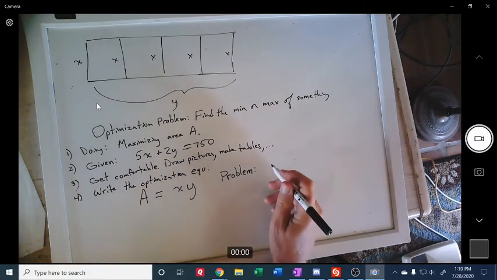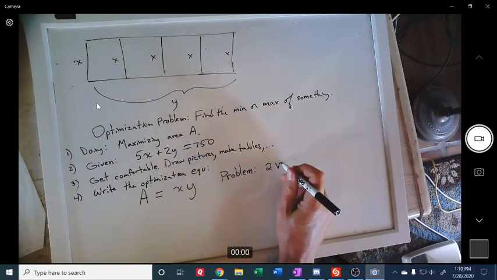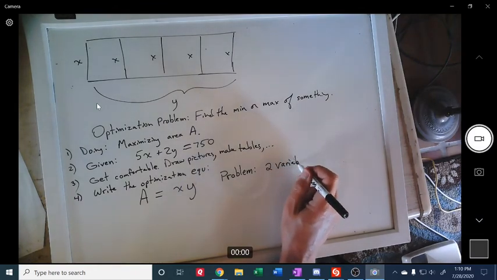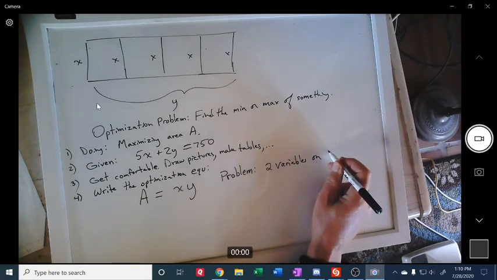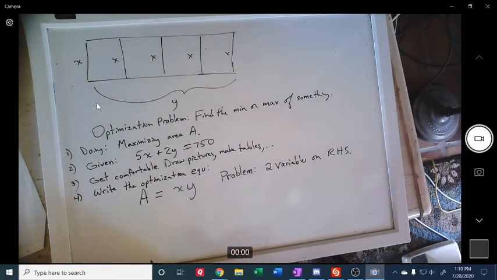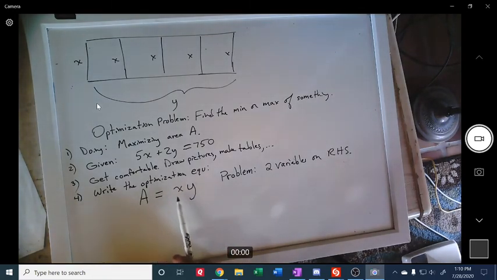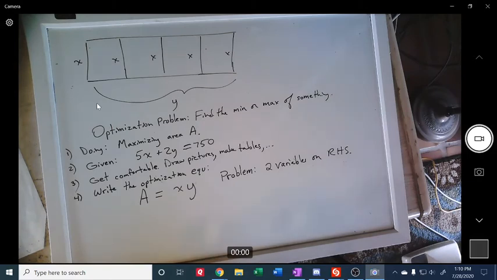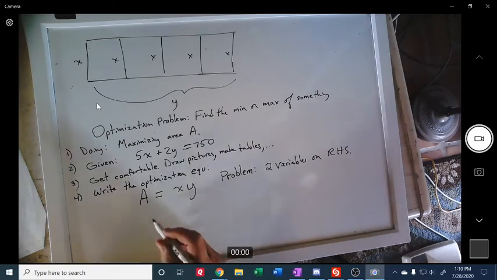You have two variables on the right-hand side. We only know how to optimize if there's one, if it was A in terms of x or A in terms of y. But if it's A in terms of x and y, we can't do it. So we get past this problem.